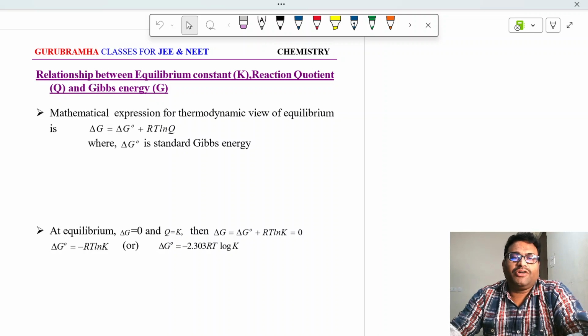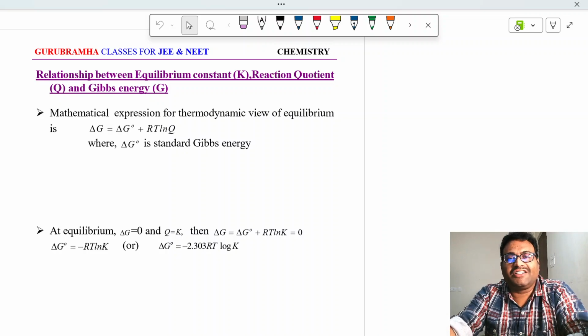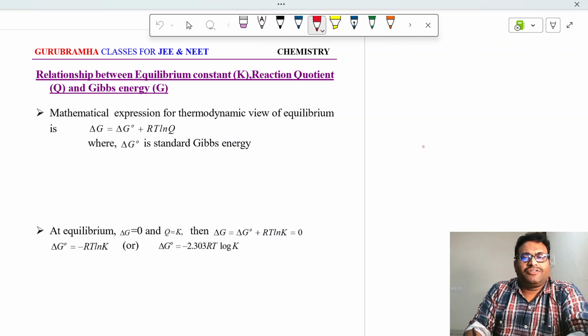In this session, we are going to learn about the relation between equilibrium constant and Gibbs energy, standard Gibbs energy. Let's start the session. So let us see.